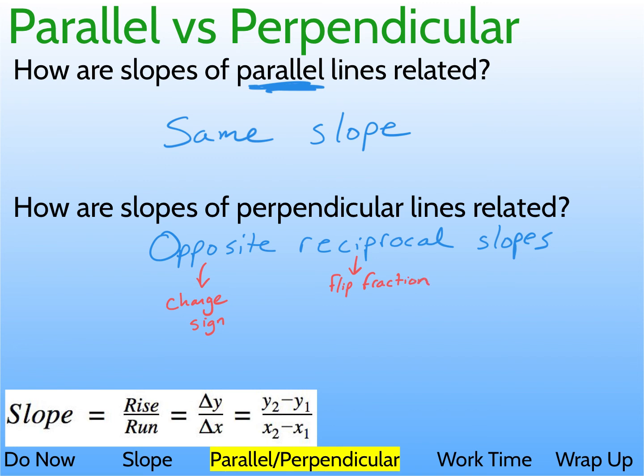So a few examples would be like if I have a 3/5, 3/5 is perpendicular to change the sign, so make it negative, and then flip it, -5/3. Or -7/2 is perpendicular to 2/7. Or 1/2 is perpendicular to -2/1 or just -2.